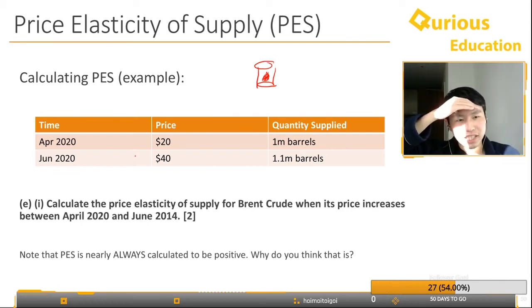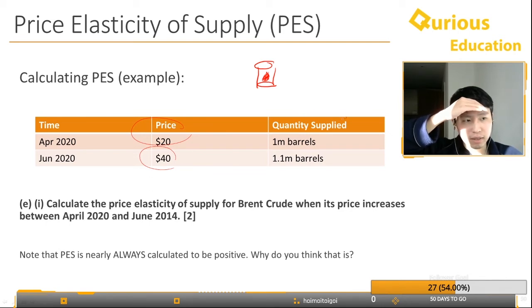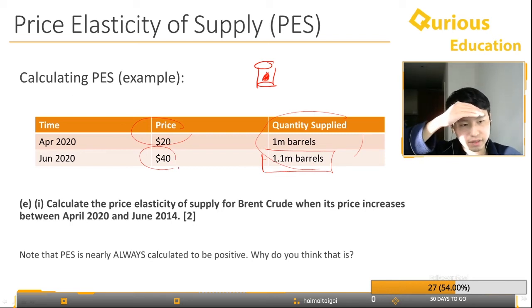So we've got the different prices. Actually, the price of crude oil has increased recently from April to June, and I've checked. So the price has increased from $20 per barrel to $40 per barrel. And of course, if the price increases, the quantity supplied, the number of barrels, would increase as well. So we can calculate the price elasticity of supply for crude oil in this case. So how sensitive suppliers are, how much more they would supply given the significant increase in price.